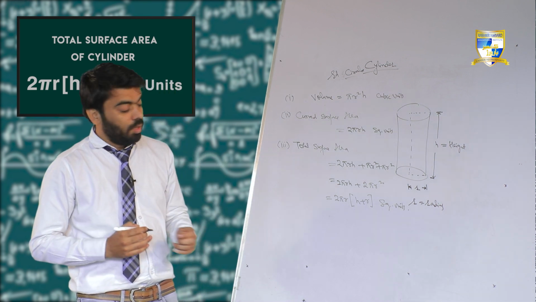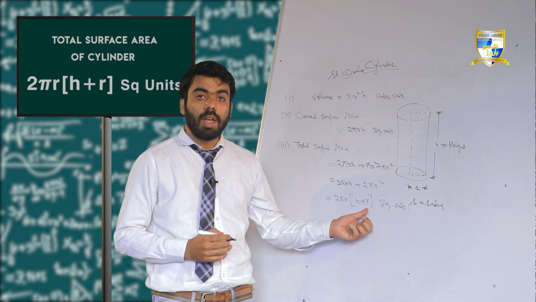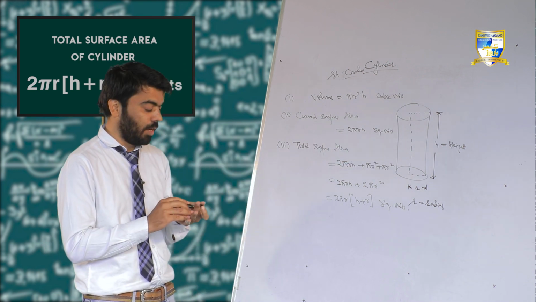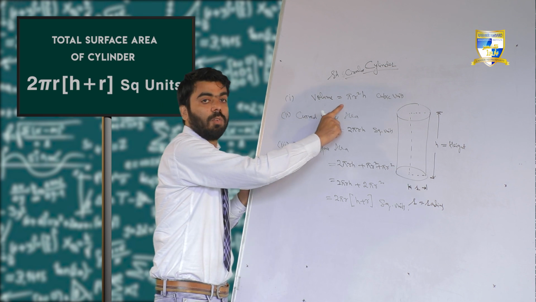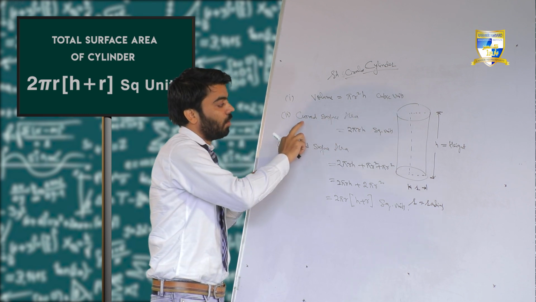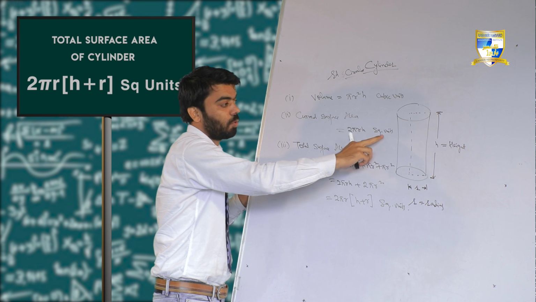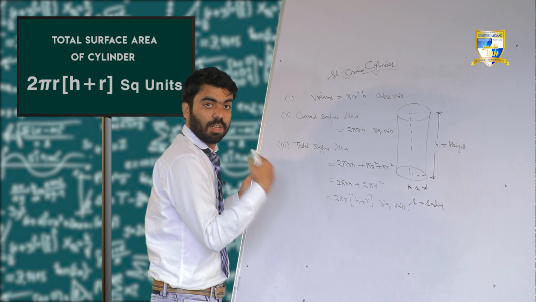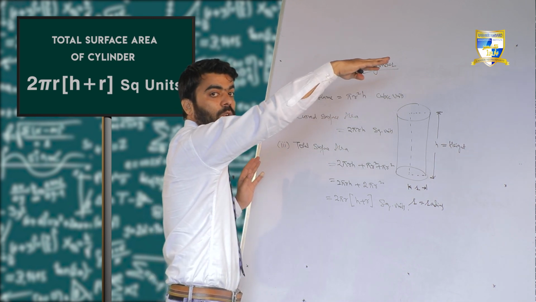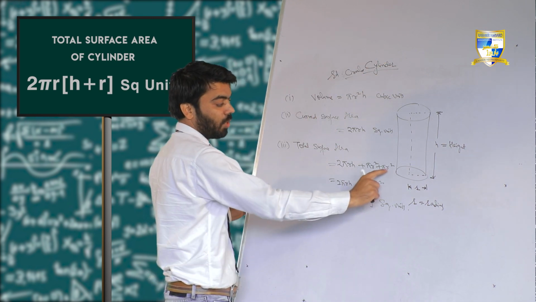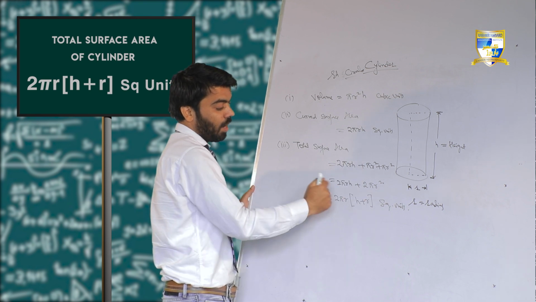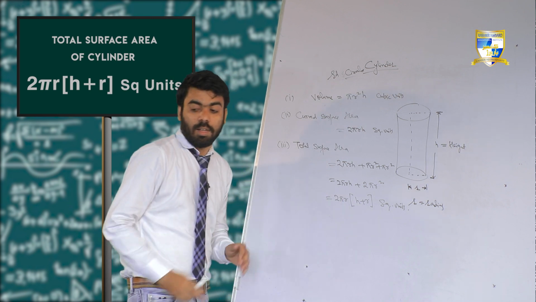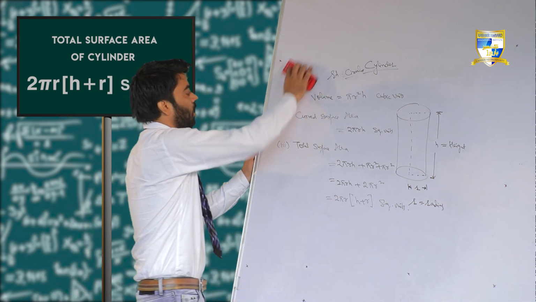Clear? So 2 pi r into h plus r is the formula for the total surface area of the right circular cylinder. Once again, volume is pi r square h cubic units. Curved surface area is 2 pi rh square units. Then total surface area is 2 pi rh, the curved surface area, plus the surface area of the top circle and the bottom circle, that's pi r square plus pi r square, the 2 pi r square. And this is simple mathematics, 2 pi r common, h plus r. Clear?